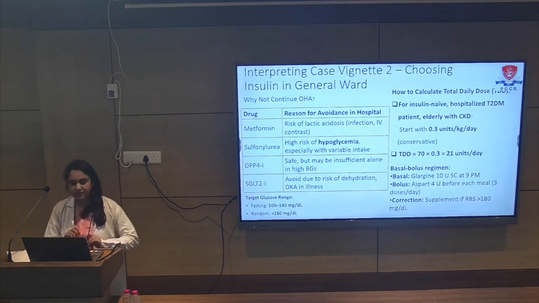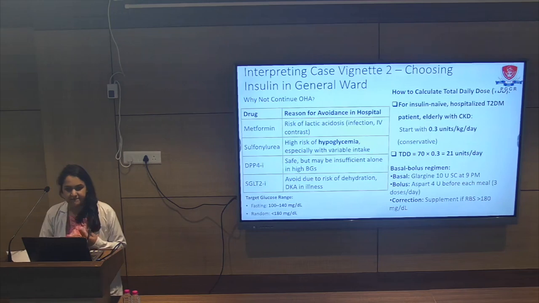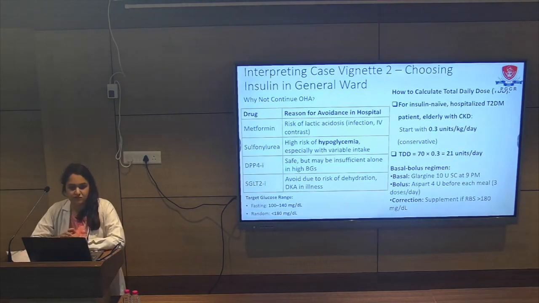So now we will see more and more patients coming to various departments on various OHAs, and what we need to understand is, even if they do not belong to medicine or endocrinology, which category of OHA they are taking. Everyone is well versed about metformin and sulfonylurea.